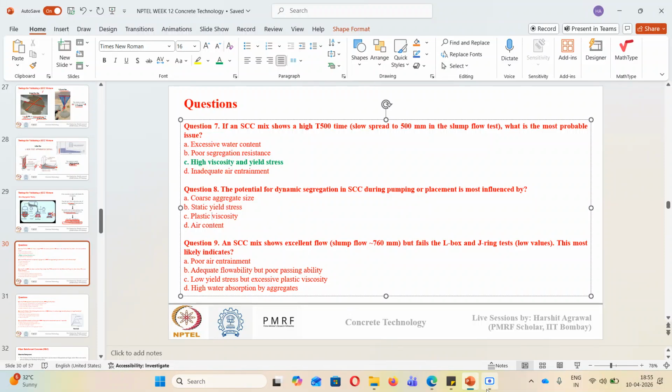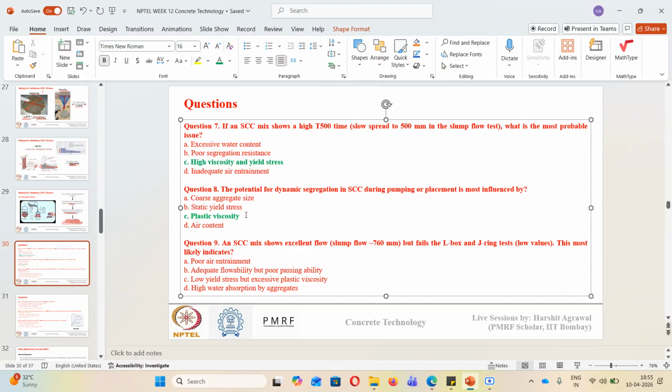So, question number 8, the correct answer is C. Why? Because viscosity is the parameter which defines the segregation ability of a concrete. Viscosity means how viscous is the flow of a concrete. Okay, if a concrete has higher plastic viscosity, it means that the concrete is not easy to flow. So in such concrete, the cement paste won't separate from aggregate easily. The entire cement paste and aggregate combination will flow together. So higher plastic viscosity helps us to resist segregation during movement or flow.